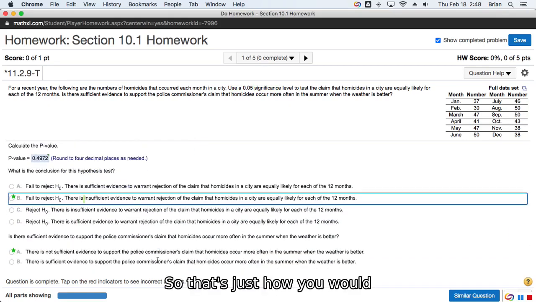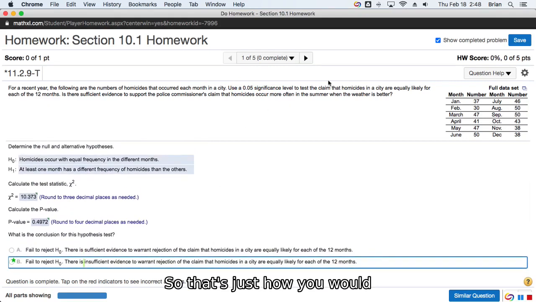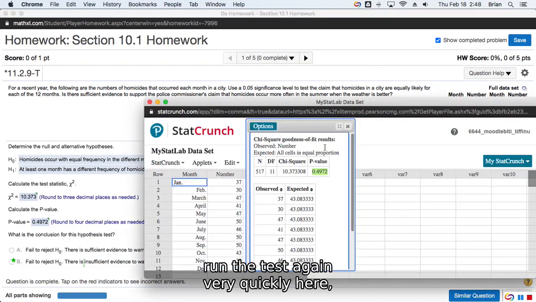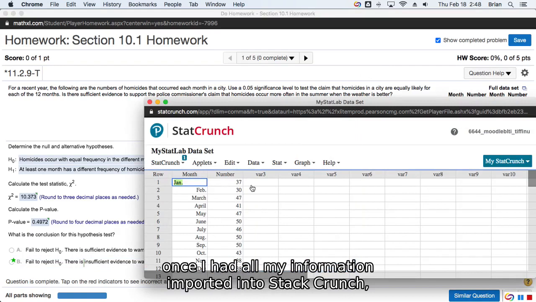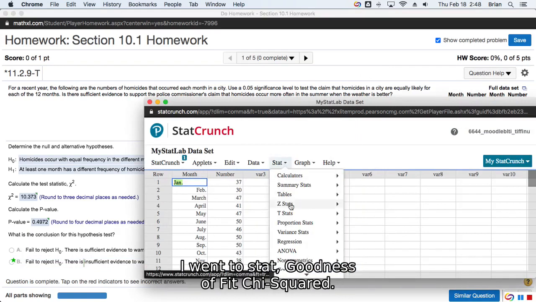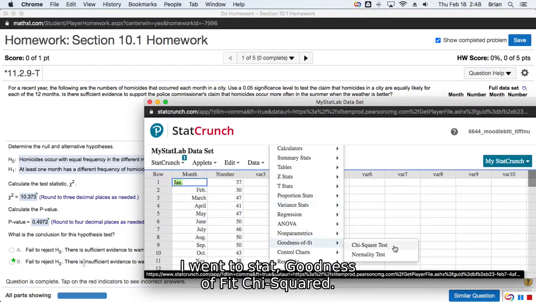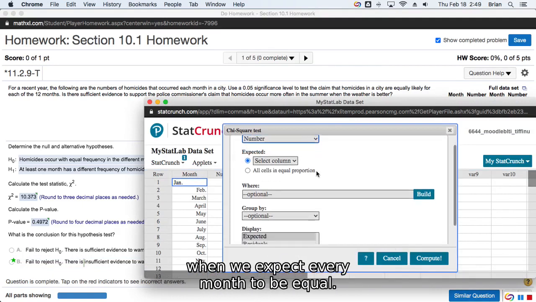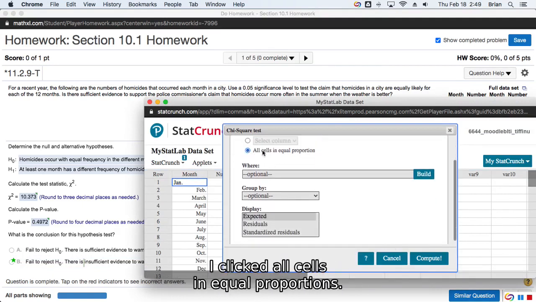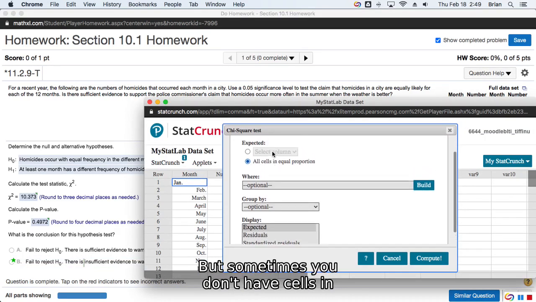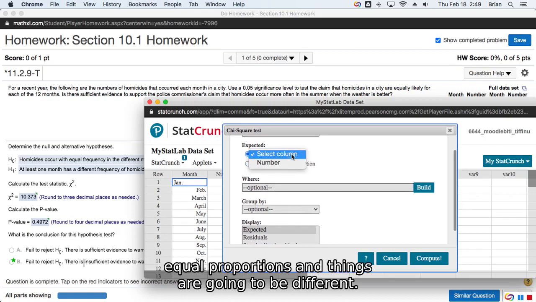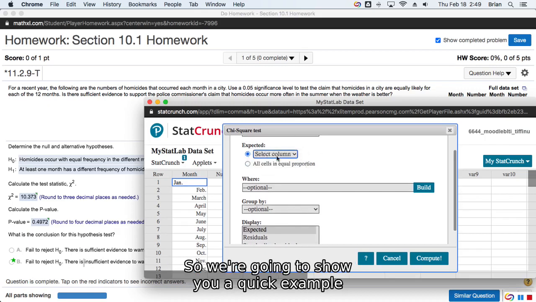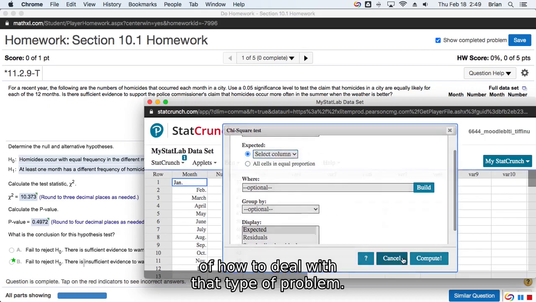Okay? So that's just how you would run the test. Again, very quickly here, once I had all my information imported into StatCrunch, I went to Stat, Goodness of Fit, chi-squared, and when everything was going to be the same, when we expect every month to be equal, I clicked all cells in equal proportions. But sometimes you don't have cells in equal proportions and things are going to be different. So we're going to show you a quick example of how to deal with that type of problem.